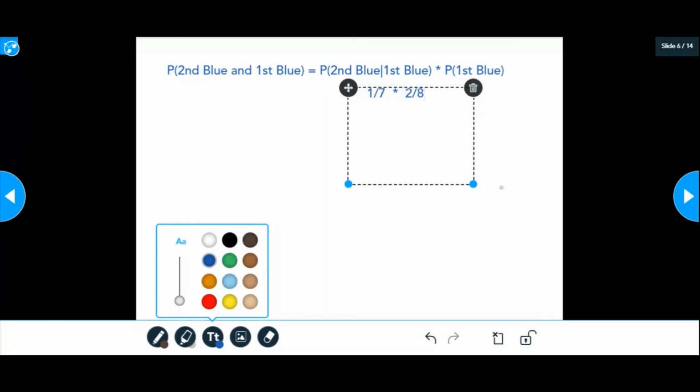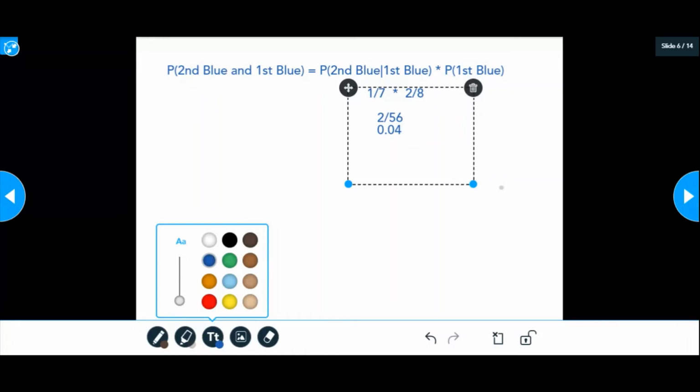So when I multiply those together, I get 2 out of 56, which if I divide in my calculator, I get 0.035, which rounds up to 0.04. So our probability of the second one being blue and the first one being blue is a 0.04 probability, or 4%.